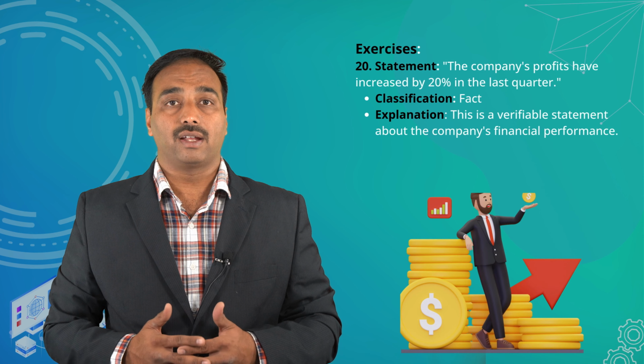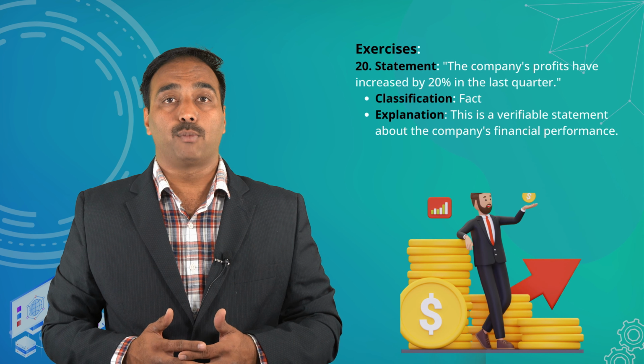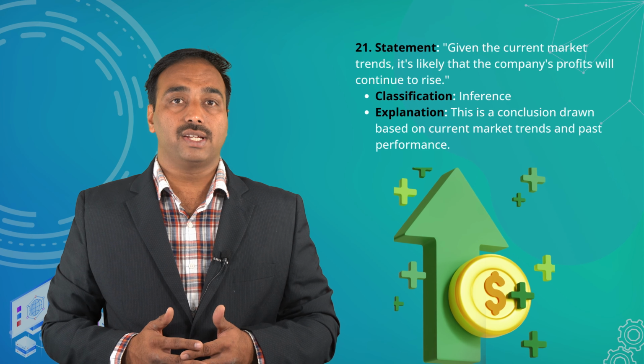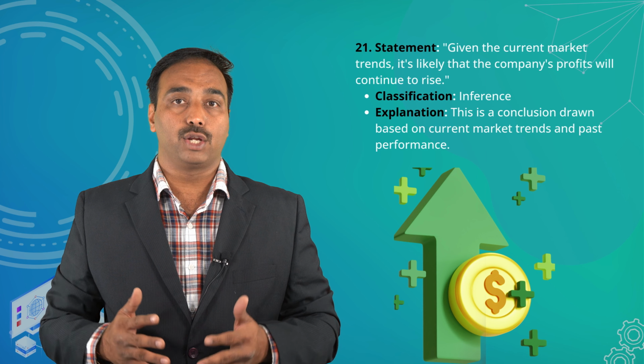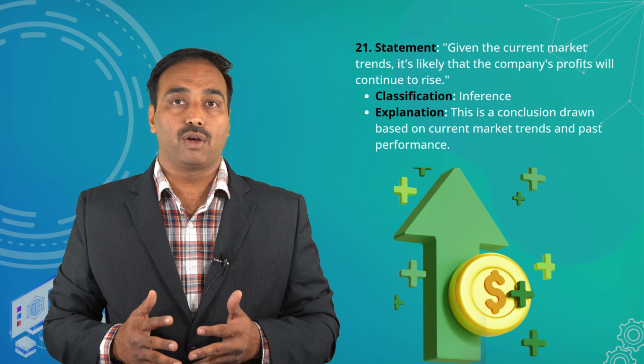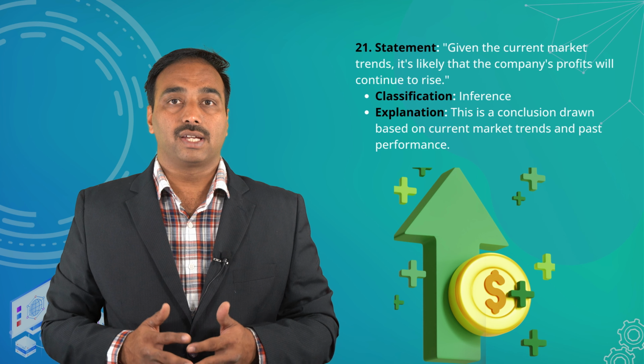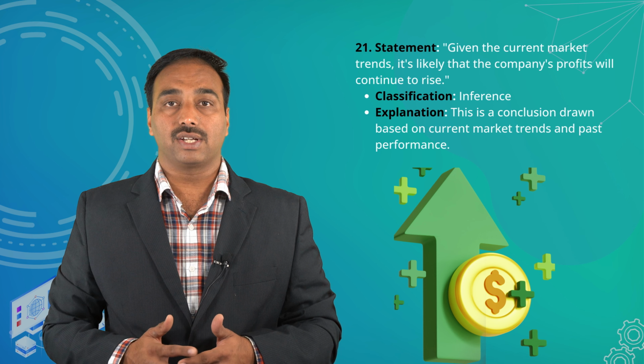This is a fact because it is a verifiable statement about the company's financial performance. Next statement, given the current market trends, it's likely that the company's profits will continue to rise. This is an example of inference because it's a conclusion drawn based on current market trends and past performance.